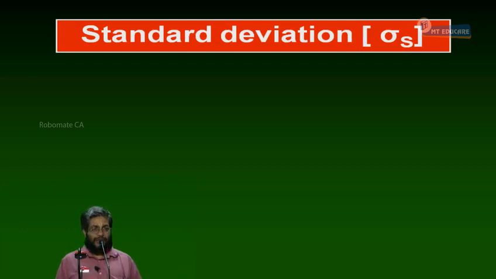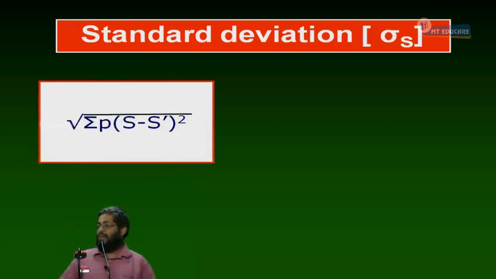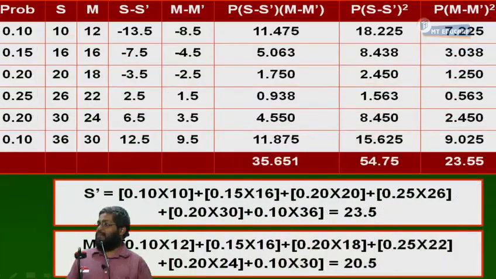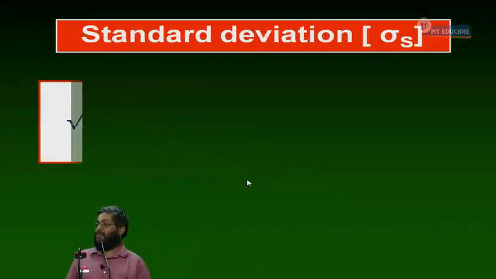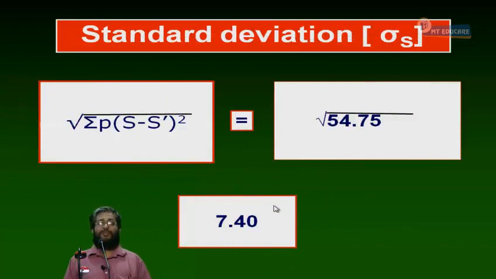What is sigma S? Square root of sigma P into S minus S bar the whole square. Look at the previous table and tell me what is sigma P into S minus S bar the whole square. 54.75. Simply the square root of 54.75. How much is it? 7.4%. Is equal to 7.4%. Respond, yes or no? Next. Step 2 or step 3?